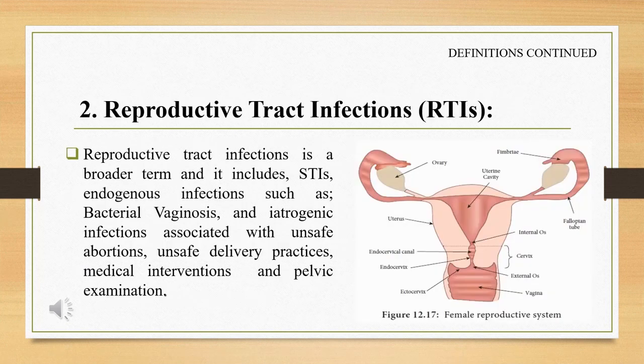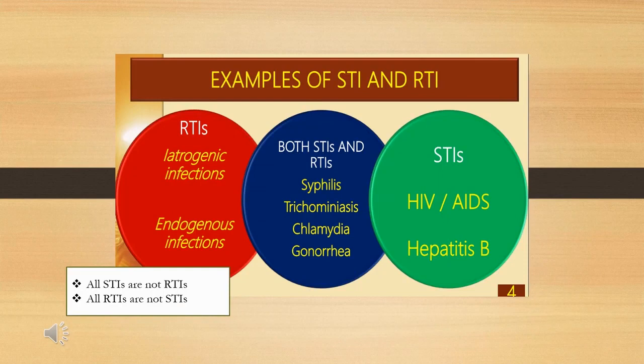We must also define other related terms frequently used: reproductive tract infections or RTIs. It's a broader term and includes STIs, endogenous infections such as bacterial vaginosis, and iatrogenic infections associated with unsafe abortions, unsafe delivery practices, medical interventions, and pelvic examination. The term sexually transmitted infections refers to mode of transmission, while the term reproductive tract infections or RTI refers to site of infection.